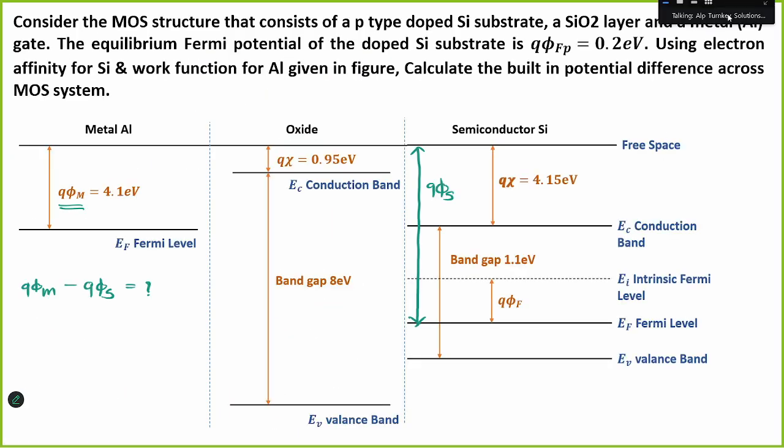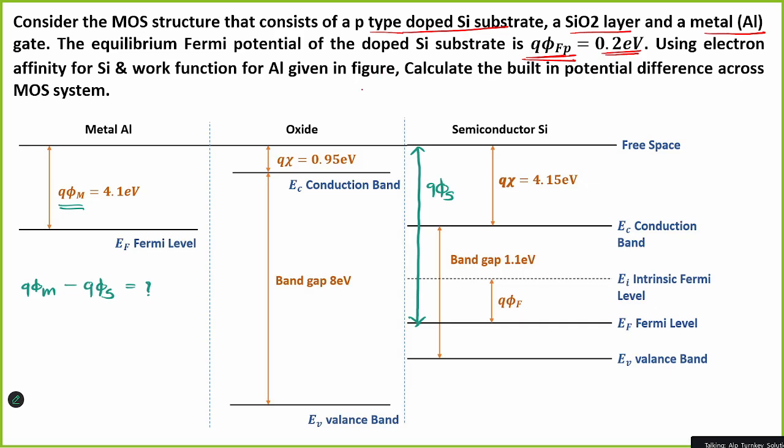Suppose you consider the MOS structure that consists of a P-type doped silicon substrate and SiO2 layer, with a metal on the oxide. The equilibrium Fermi potential of silicon, q times phi F, is given as 0.2 electron volt. Using the electron affinity of silicon and the work function of aluminum given in the figure, calculate the built-in potential difference of the MOS capacitor, is what it is asking.